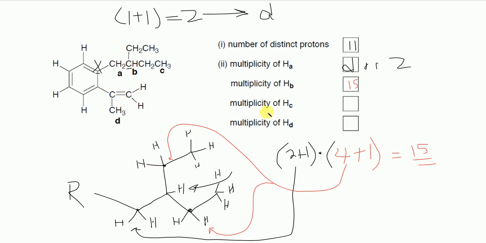Okay, multiplicity of HC. Multiplicity of HC, so it's this carbon right here, and this carbon is next to, right? It's next to this one. But this is symmetric again. So I have HC is, let's see.